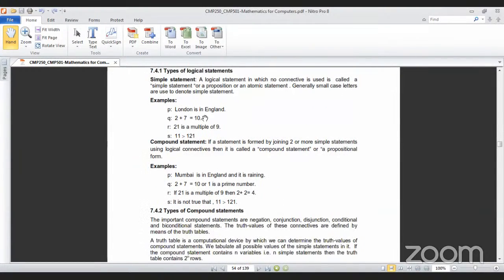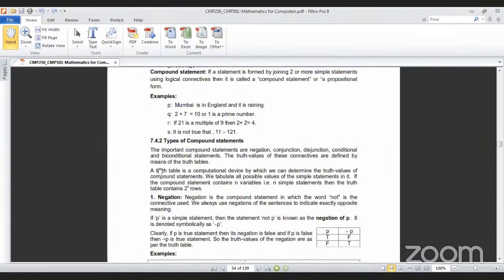Now compound statement, what happens in a compound statement? You will have and in between. See, if a statement is formed by joining two or more simple statements using logical connectives, then it is called a compound statement. So for example, Mumbai is in England and it is raining. So here two simple statements are there. The first one is Mumbai is in England and the second one is it is raining. And we have combined these two simple statements by a connective, that is and.